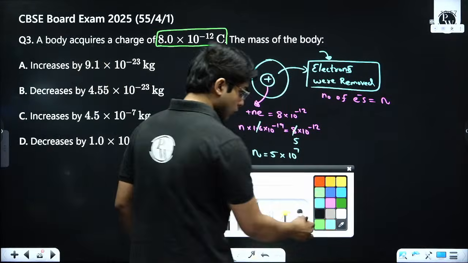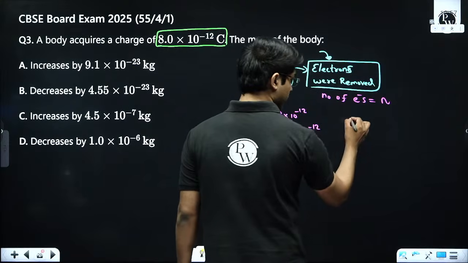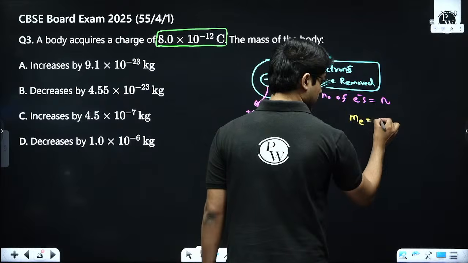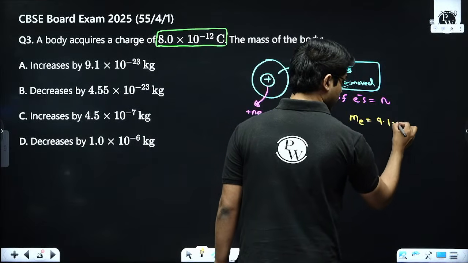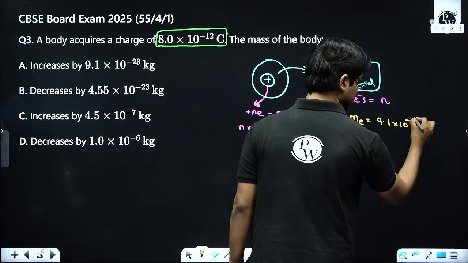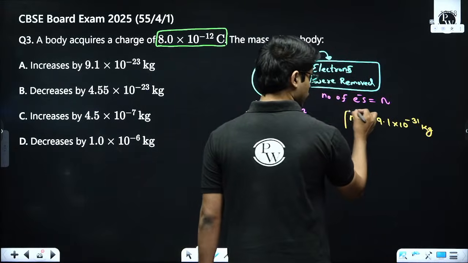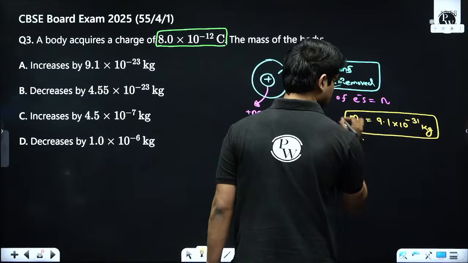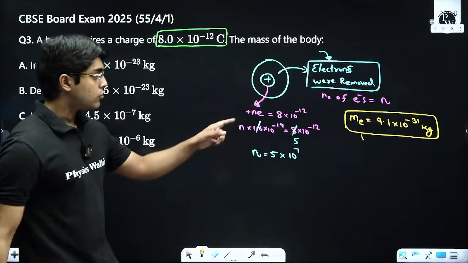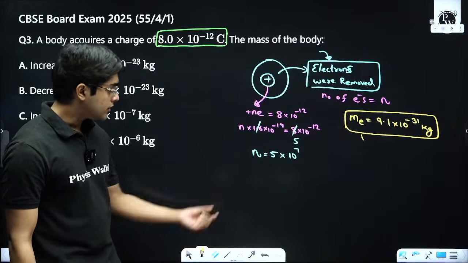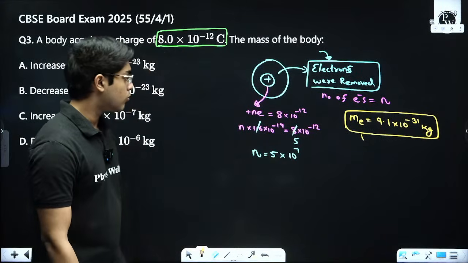So what is the mass of an electron? Try to remember that. Mass of the electron was 9.1 into 10 raised to minus 31 kg. This value is also important. I guess you guys must have studied this in chemistry. So mass of one electron is that much approximately. So this many electrons were removed. So what was the mass removed?